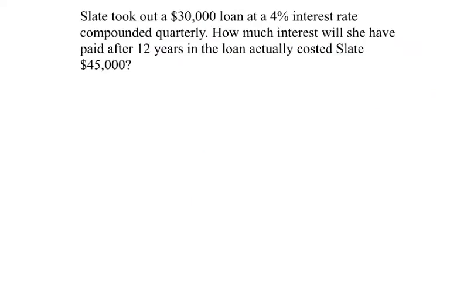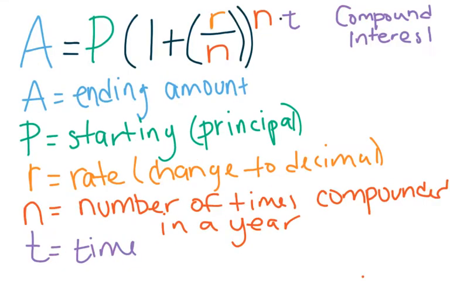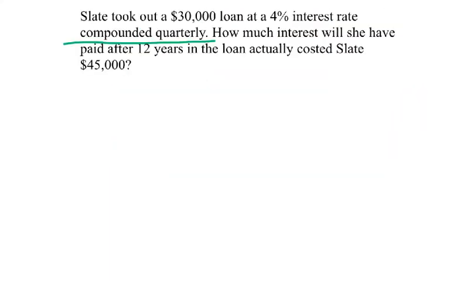Okay. Slate took out a $30,000 loan at 4% interest, compounded quarterly. So there's that word compounded. It's not continuously, so we're going to use this formula. Alright. How much interest will she have paid after 12 years if the loan actually costed Slate $45,000? So go ahead and write the formula down.